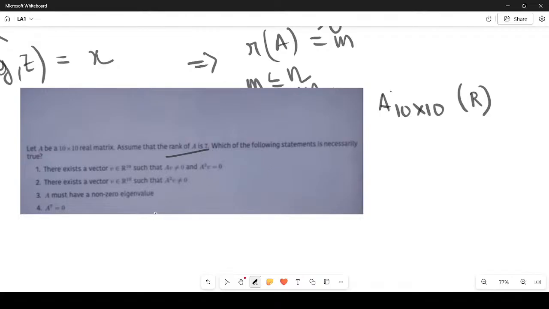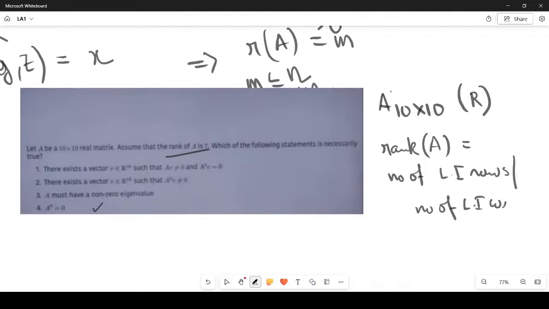Okay, now comes option number 4: A to the power 7 is equal to 0. Since rank of A is equal to 7, as we know, rank of A means the number of linearly independent rows or the number of linearly independent columns.